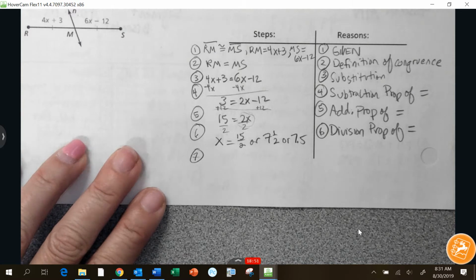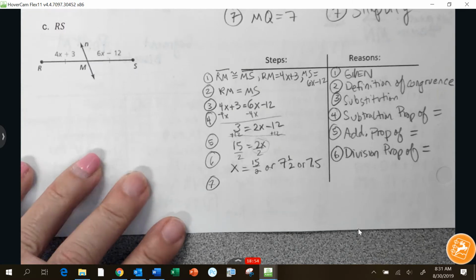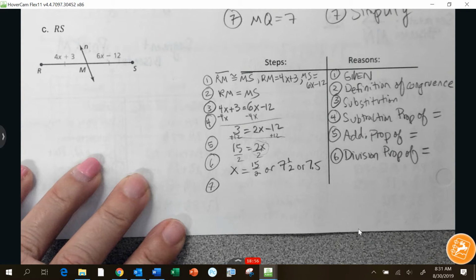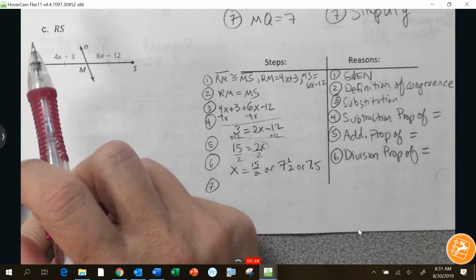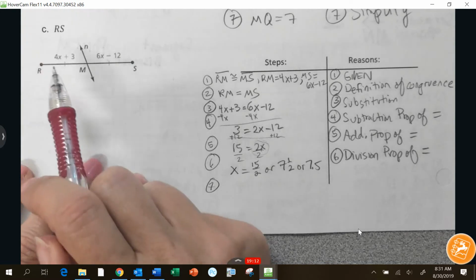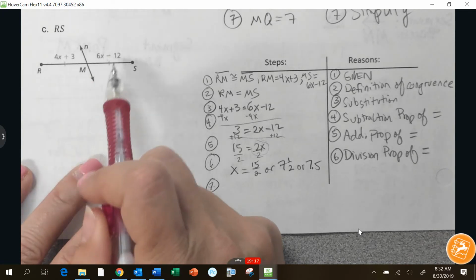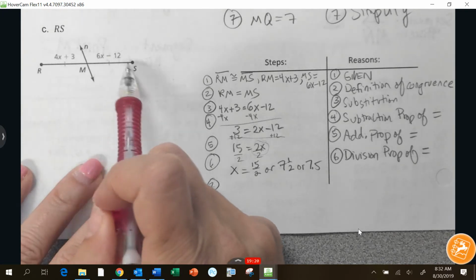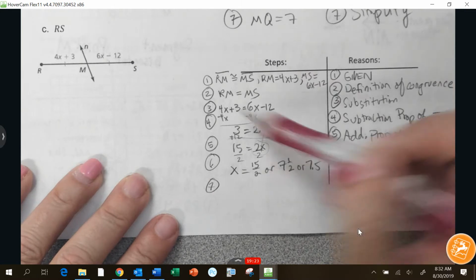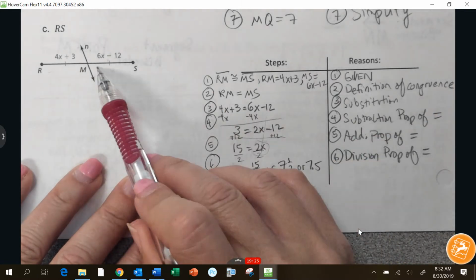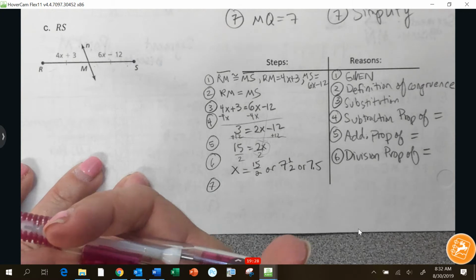Okay. What segment are we trying to find? We know what x is. What segment are we trying to find? Cameron, what segment am I trying to find? What does it say in the directions? No. Right next to the C, what's it ask me to find here? RS. So I need to find from R all the way to the S. I don't have a formula for R all the way to the S written in here. I only have R to M and I only have M to S. Does anybody have an idea of maybe what we could do next?